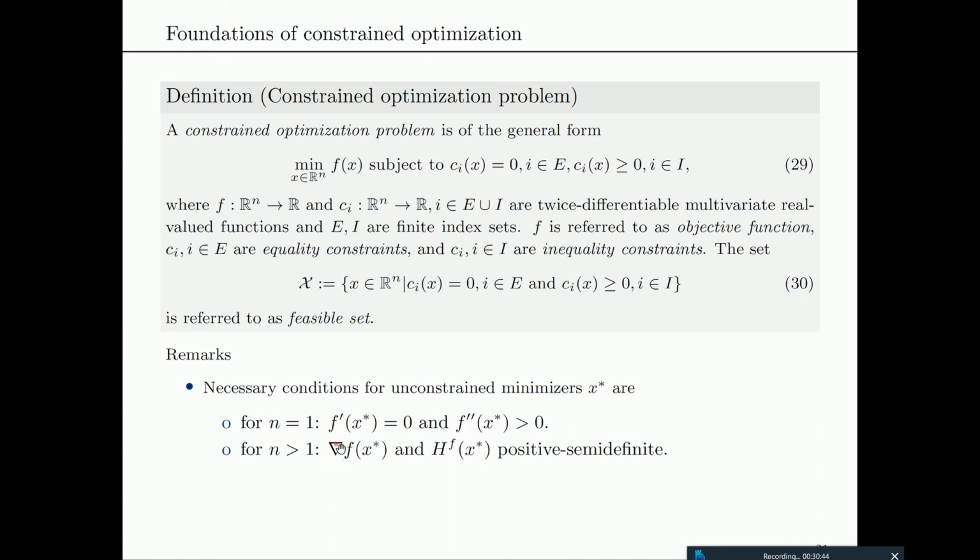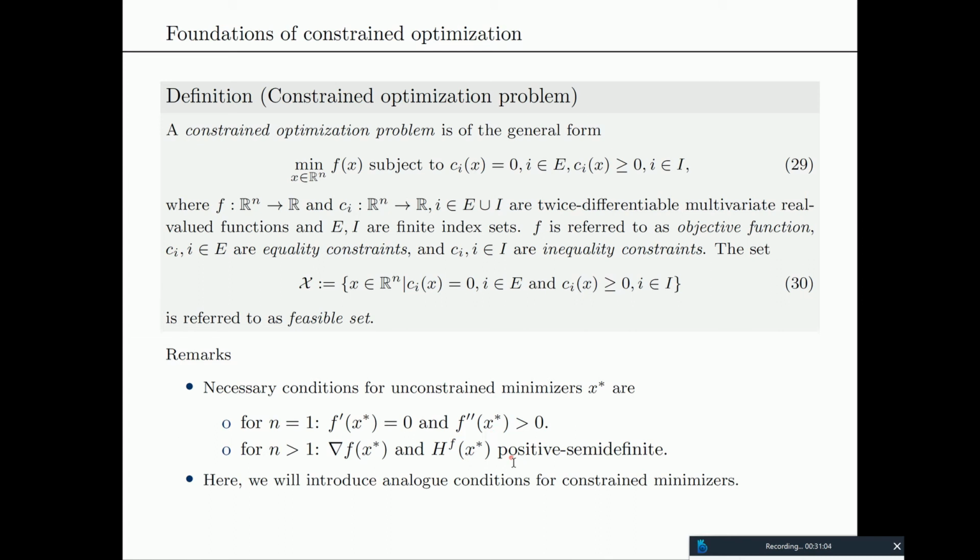So the gradient being equal to zero is the necessary condition, and the Hessian matrix at the location of the minimum being positive semi-definite. So that's the extension of the second derivative. And what we will discuss now are equivalent conditions to that for the case of constrained minimizers.